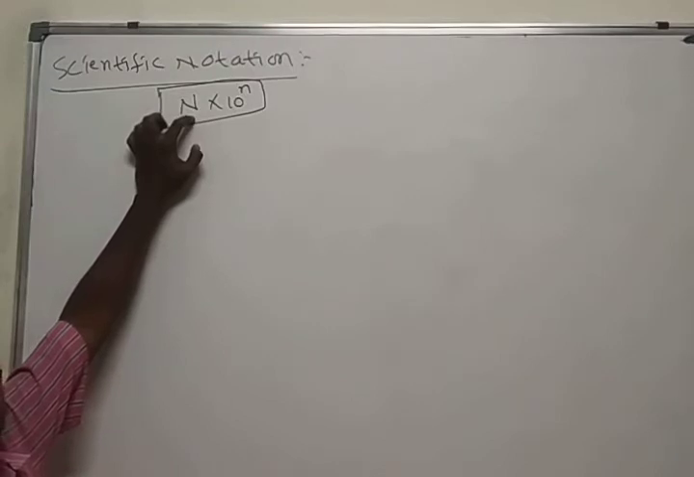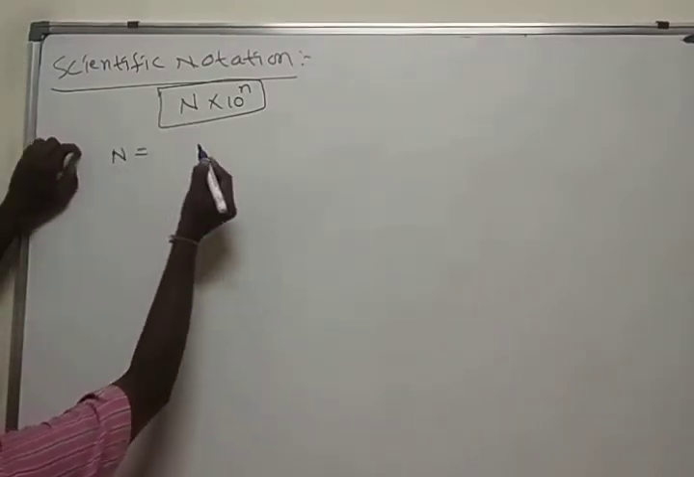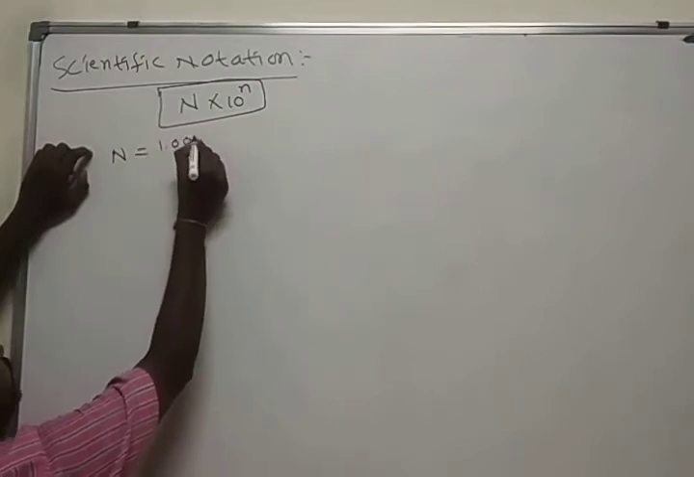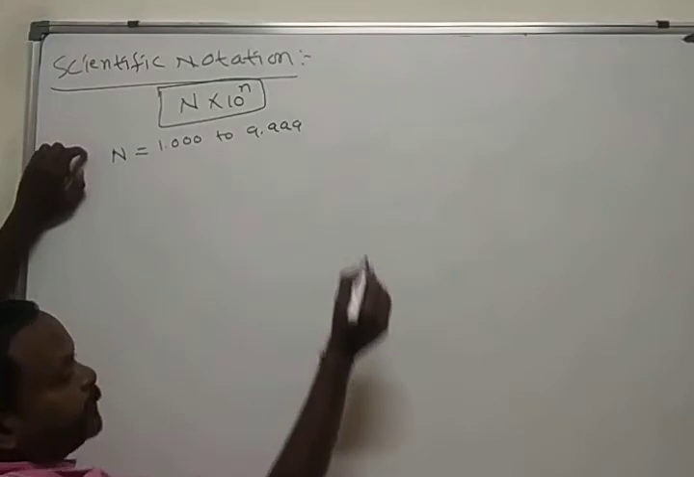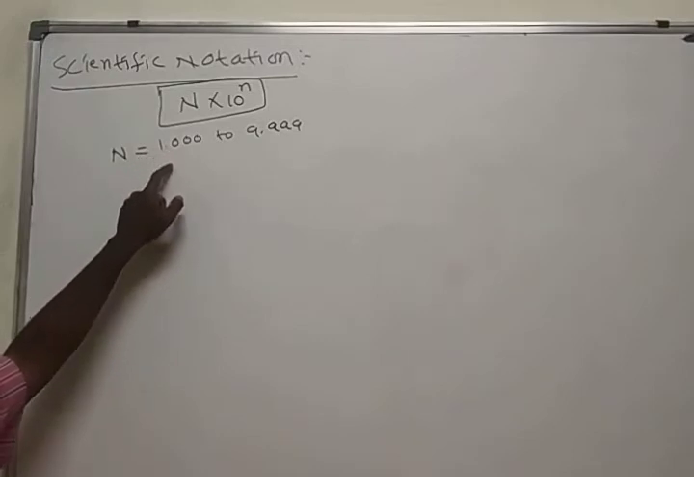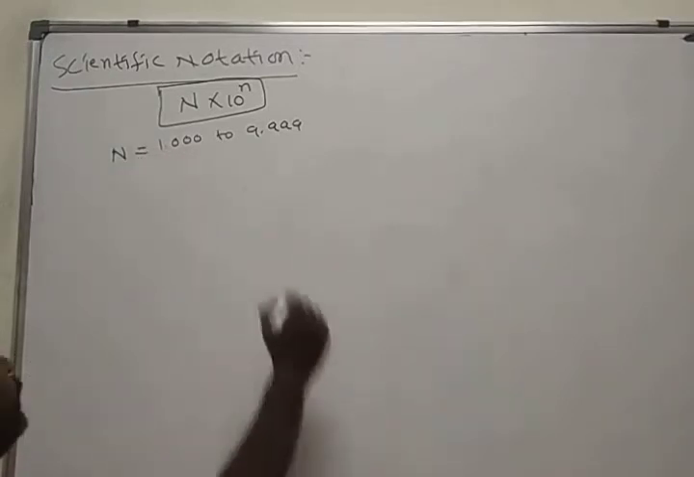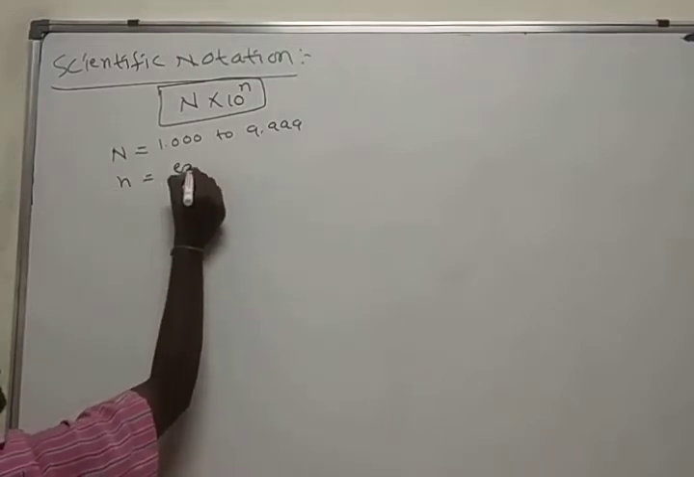Okay, this N should be a digital number. It always lies between 1.000 and 9.999, in between these two numbers only. Capital N should be in between these two. Okay, here small n is the exponent.